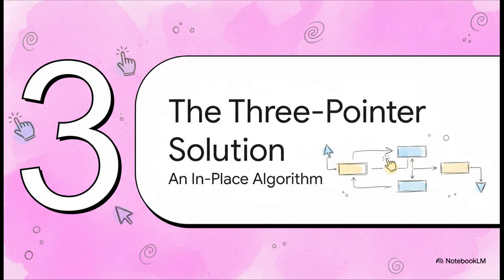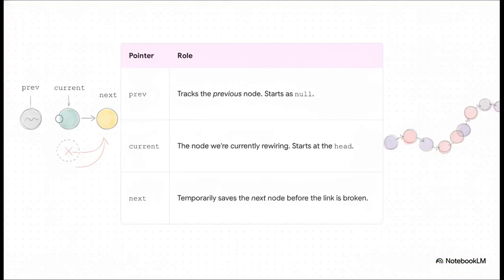To avoid losing our entire list, we need a much smarter plan. And luckily, there is one. It's this beautiful, elegant solution that uses just 3 pointers. Let's meet the team. Here they are, prev, current, and next. Prev is going to keep track of where we just came from. Current is, well, the node we're currently working on. And next, this one is the hero of our story. Seriously, its whole job is to be our little bookmark. It holds our place for us before we break the link so we don't fall off the end.